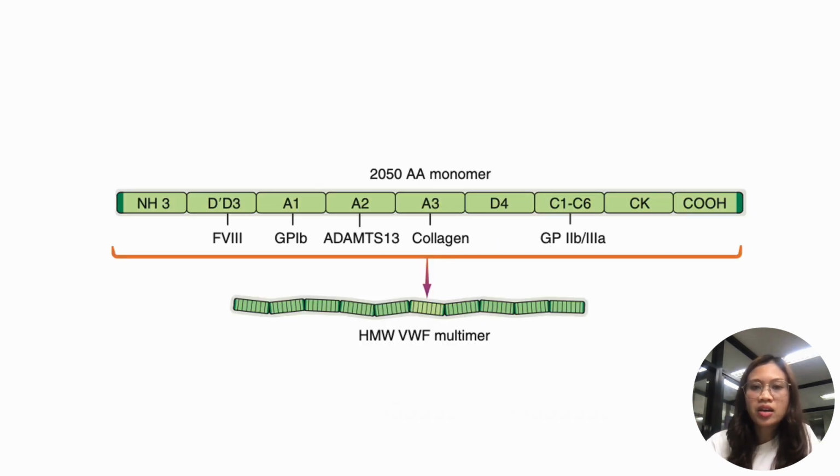Several monomers make up the von Willebrand factor multimer. Each monomer contains 12 subunits within the 4 domains, so that's domain A to D, that support the active sites at the locations indicated on the diagram. For example, domain A supports a receptor site for collagen, ADAMTS13, and glycoprotein 1B. Domain C provides a site for the binding of glycoprotein 2B3A complex, and domain D provides a receptor site for factor VIII.